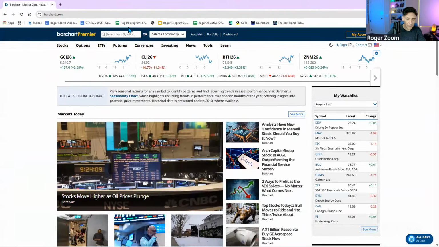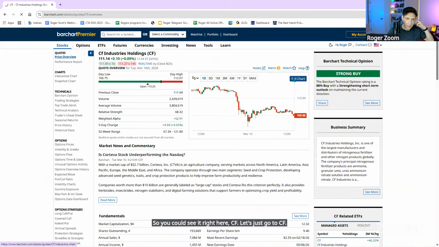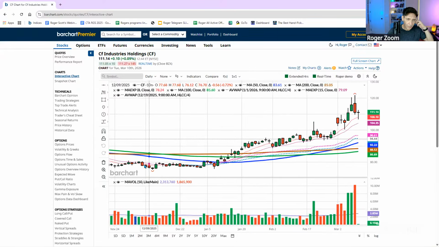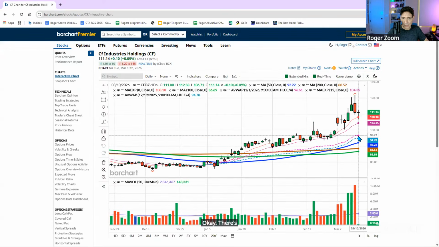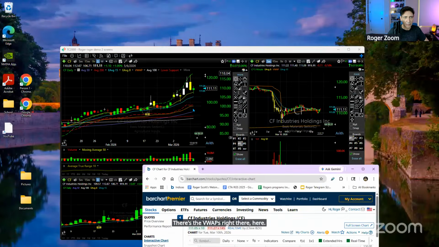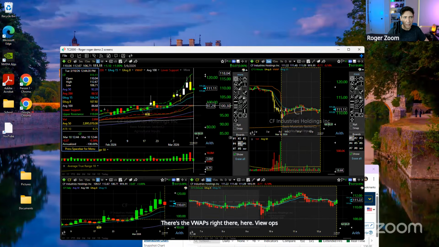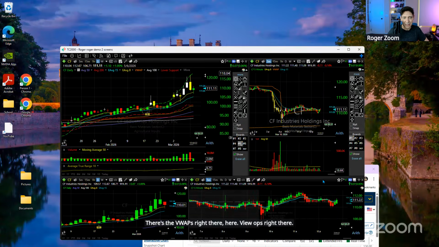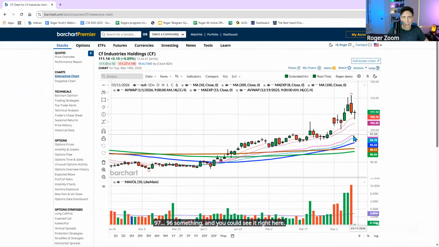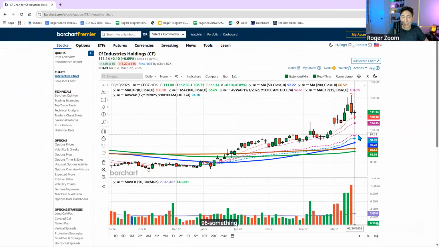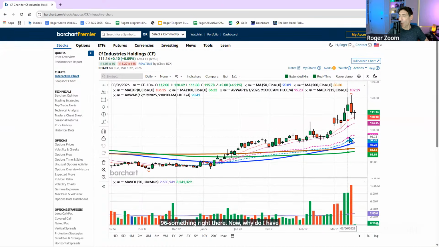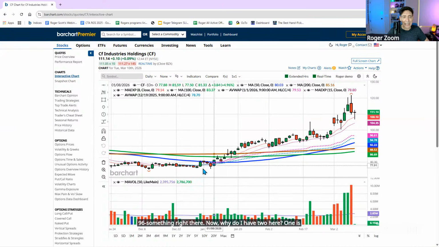So you can see right here, CF. Let's just go to CF. There's the VWAPs right here, and right there, 97, 96 something. You can see it right here, 96 something. Now, why do I have two here? One is anchored to the beginning of the year.